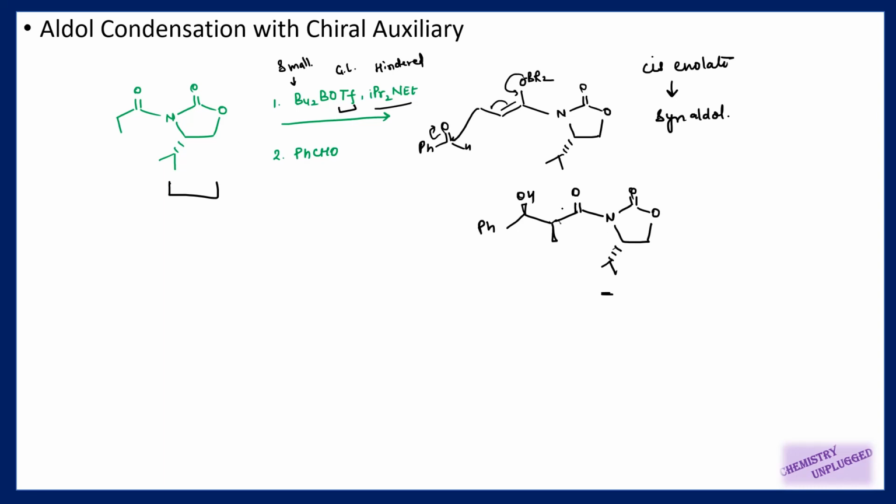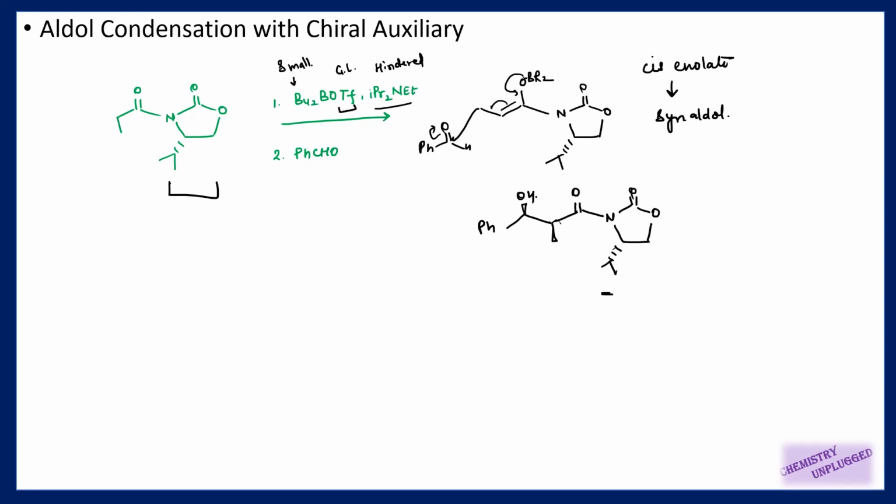So you have to remember first which type of enolate you are generating, either cis enolate or trans enolate. Cis enolate will give you syn aldol and trans enolate will give you anti aldol. Next question is which type of chiral auxiliary we have. This chiral auxiliary will decide the attachment side of these two groups.